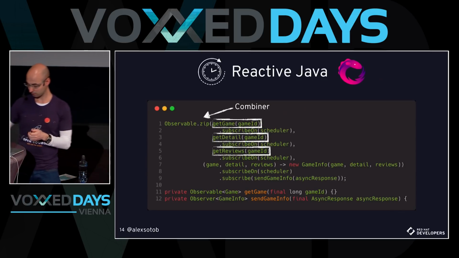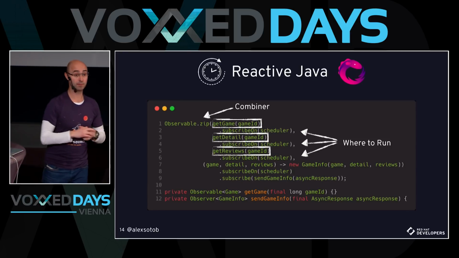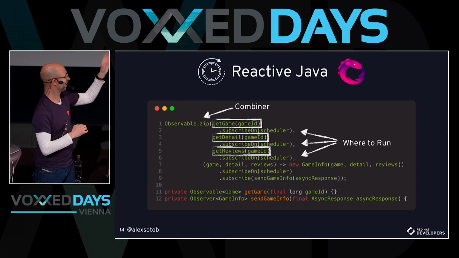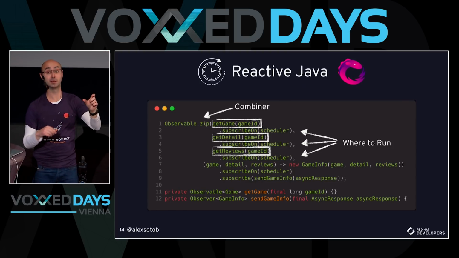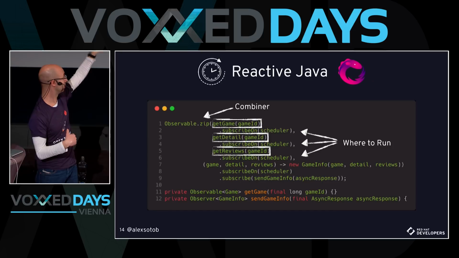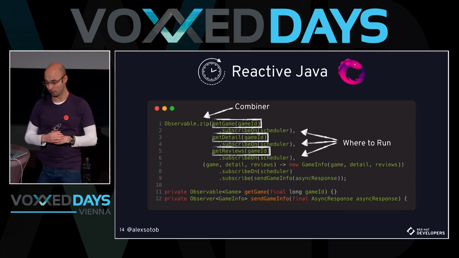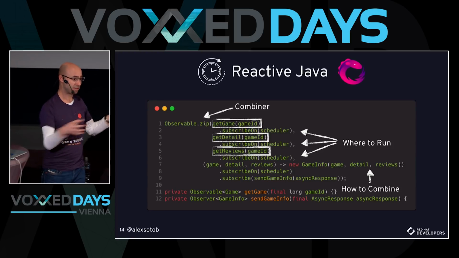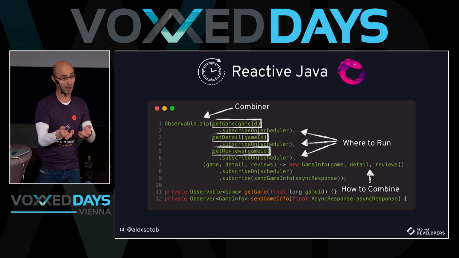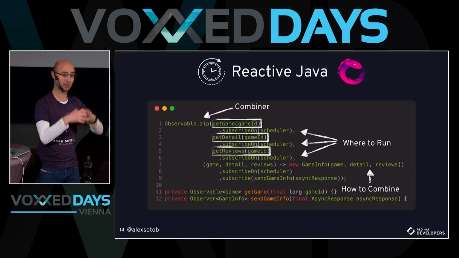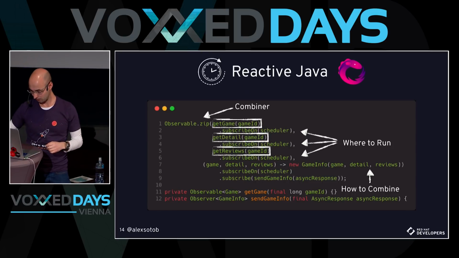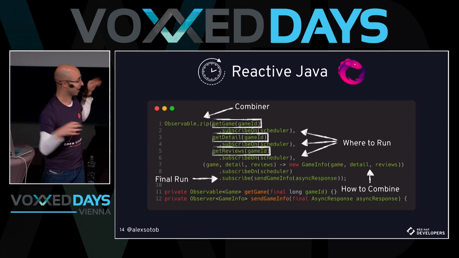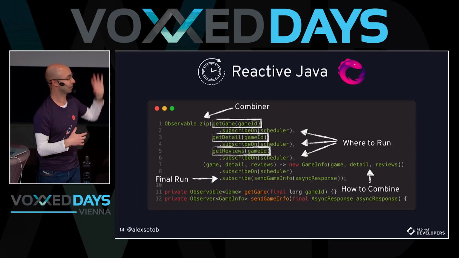Each of them will do a DB call. Then you need to set where to run them. You can think about this scheduler as a thread pool. If you set here, for example, that this pool is just one thread, then all the methods will be executed sequentially. But if you use a thread pool of 10 threads, then it will execute all of them in parallel. Finally, when I have all the data from each of the services, I join it and create a game info with the game, the details, and the reviews. And when I have everything joined, what I want to do is just send the game info.